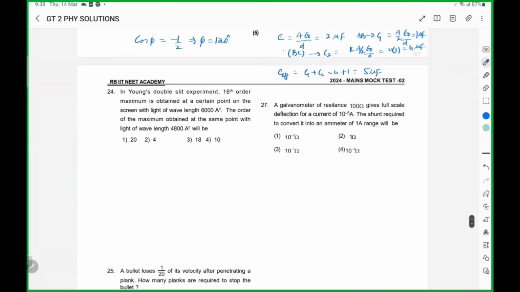In Young's double slit experiment, the position of the maximum can be calculated by using the formula n lambda D by d. If light of wavelength 6000 angstrom is sent through the slits, then it is the 16th order bright fringe.